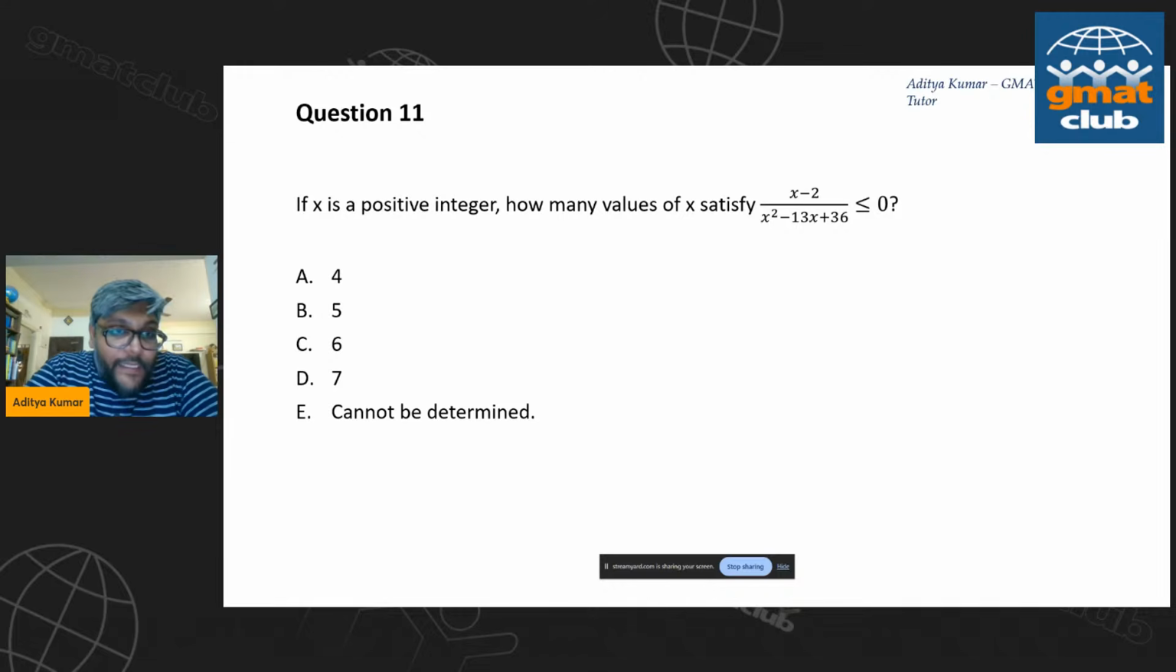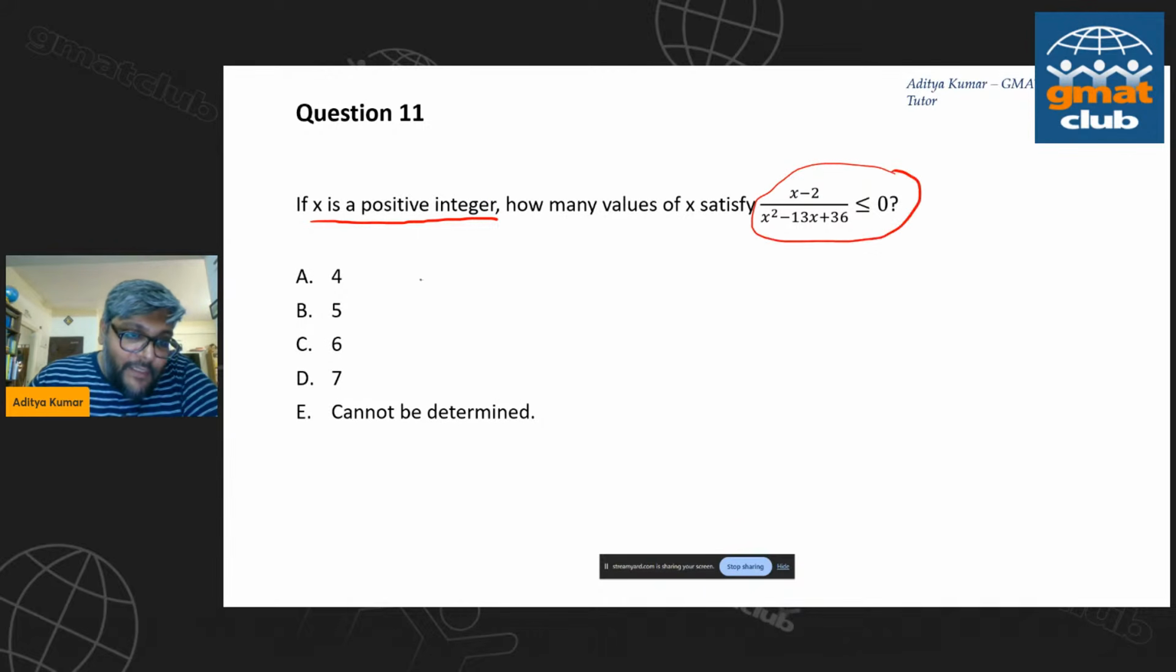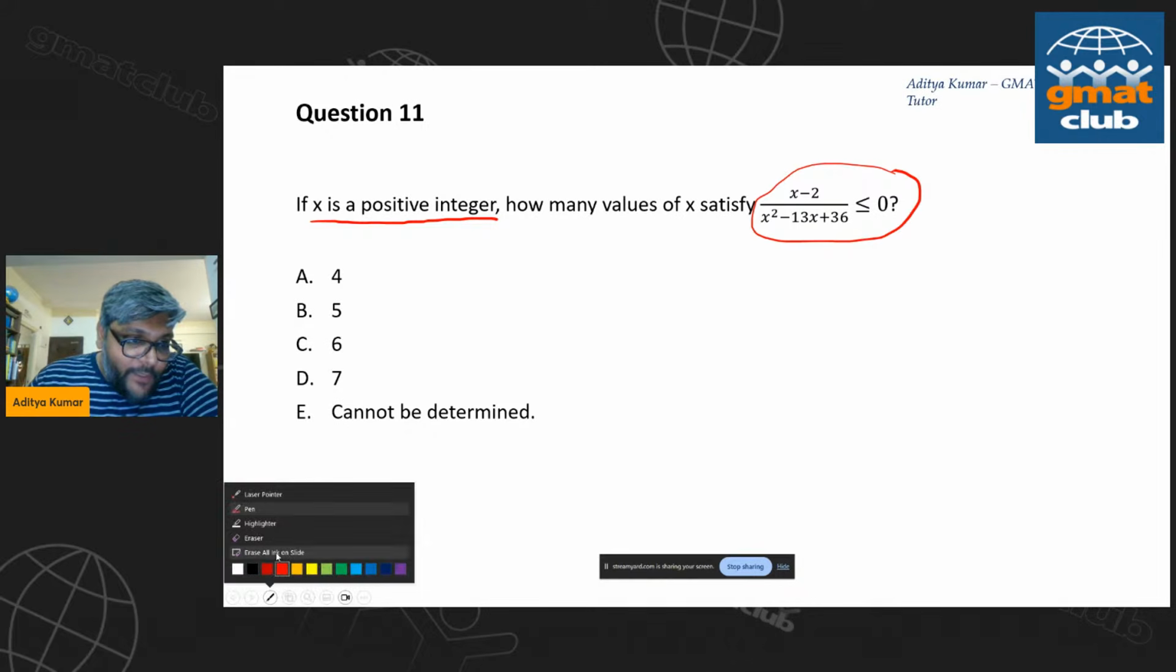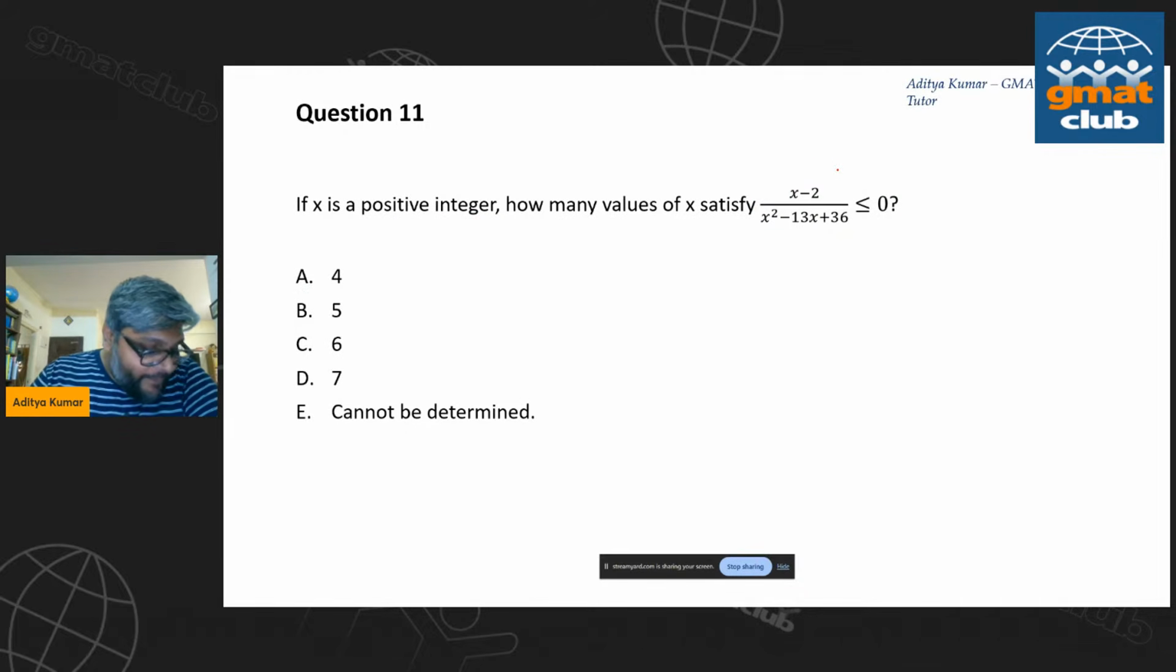For those of you who are saying E cannot be determined, you've not read the question carefully. Don't forget that they're telling you x is a positive integer. That's why I said be very careful. Most of you are making this mistake. You are getting so caught up in the working of this that you're overlooking one piece of information, that too in one line of reading. So be a little careful.